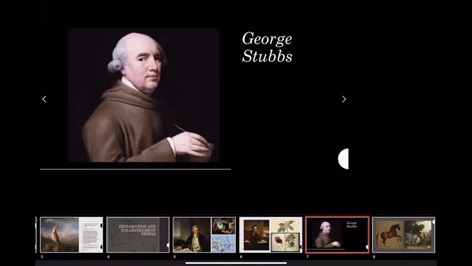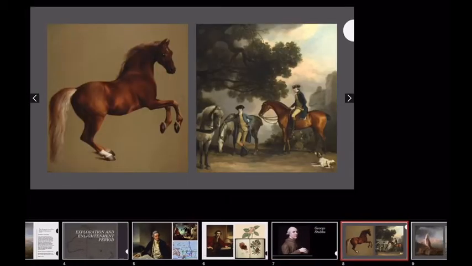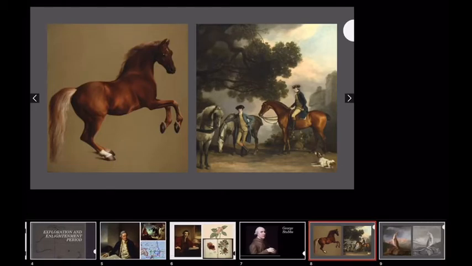So George Stubbs is a self-taught painter. He studied anatomy. His work is very distinguished, mainly in horses, for very high quality. And so he actually created lots of recreations of these creatures that came back from all of the lands in which were explored.